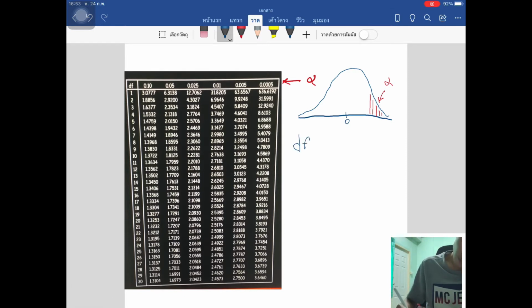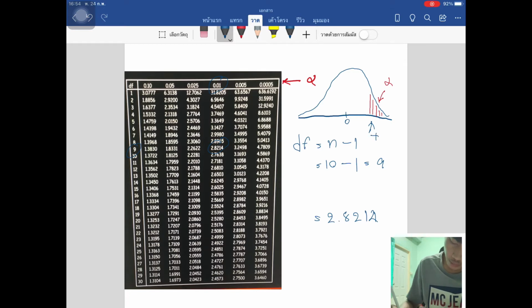Different, equal, n minus 1. 10 minus 1 equal 9. Alpha 0.01 equal 2.8214.